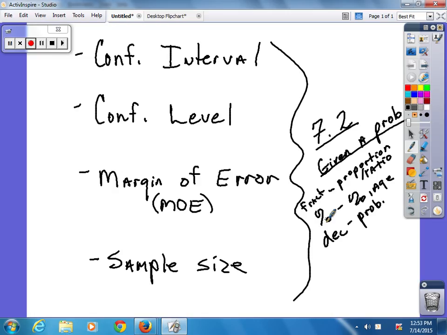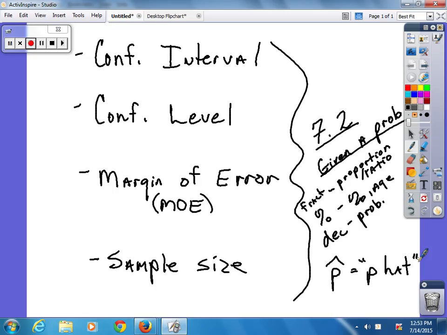So you're going to have to look for that probability, and it's usually going to be in the form of p hat. That's what it's called, p hat. We've been calling it the probability, but now it's going to be called p hat.